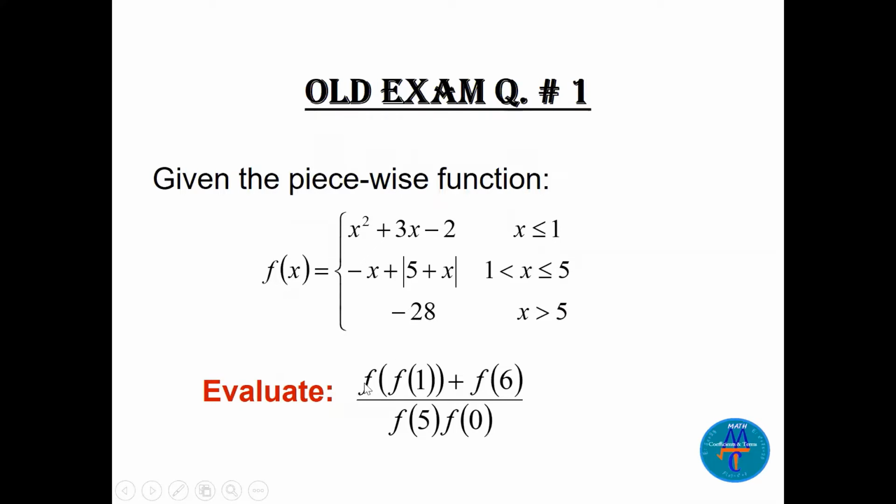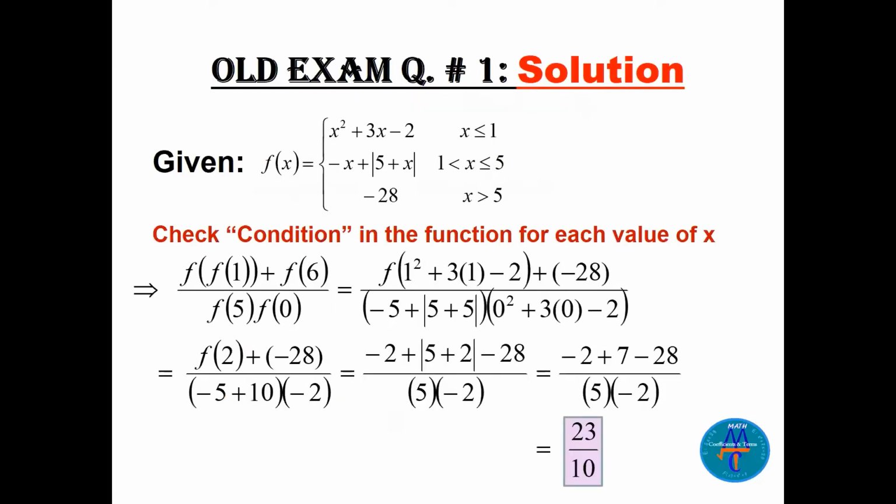So we need to find f of 1 plus f of 6 divided by f of 5 times f of 0. The only thing we have to do here, take the number x, check in which interval this number lies, then you can use the part of that function. Now, let's go inside here.